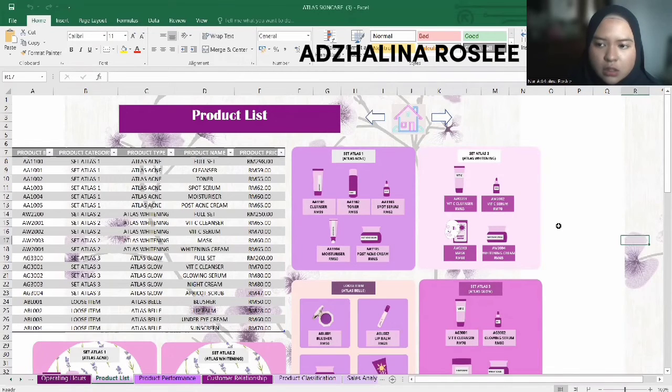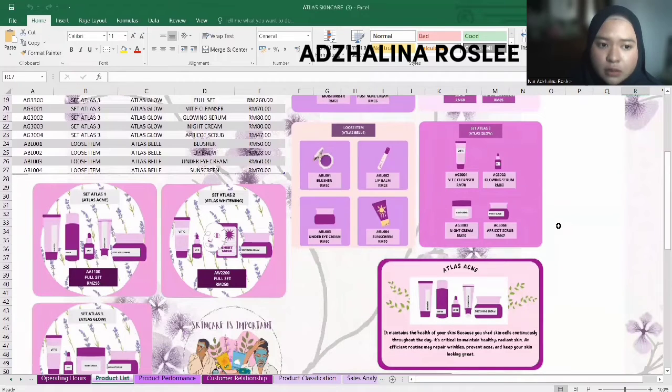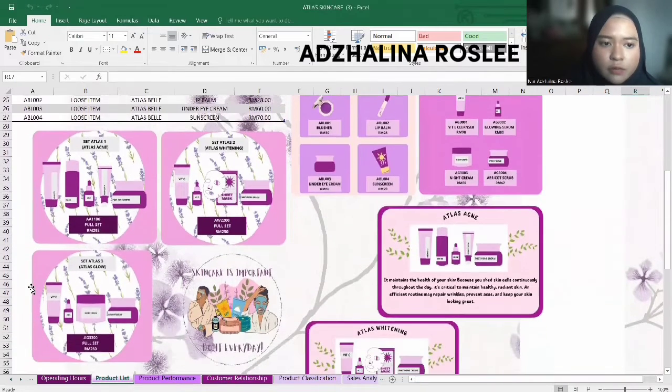As you can see on the screen right now, Atlas Skincare sells various types of sets, which we have from set 1, set 2, and set 3. Set 1 is for the Atlas Acne, and this is the full price. Set 2 is for the Atlas Whitening, and this is the full price. Set 3 is for the Atlas Glow, and this is the full price.